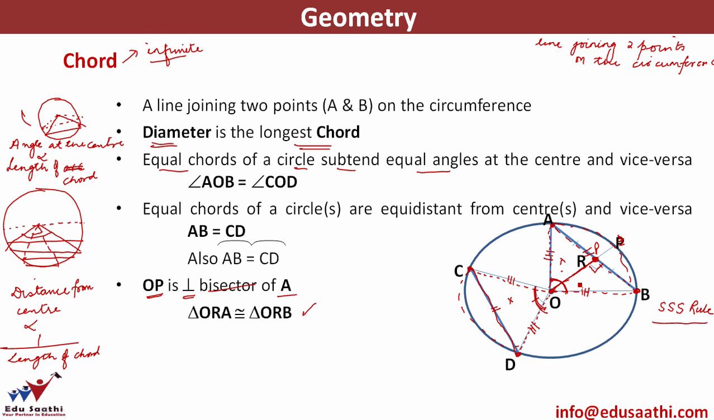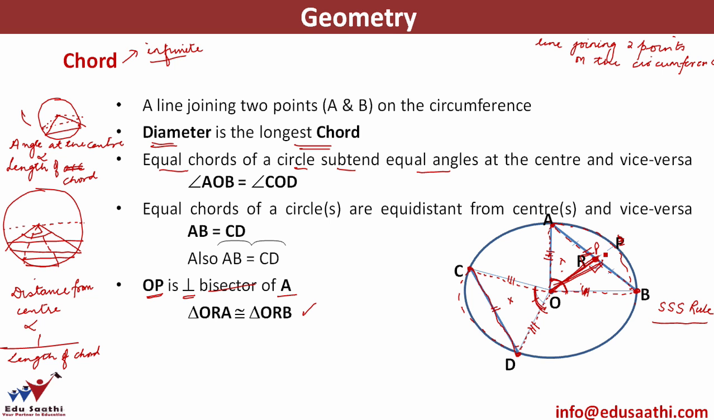I can prove that the two triangles are congruent because this side will be equal to this side, this angle will be a right angle, and this will be this thing. So I can say that AR and RB are equal. Similarly, if I assume AR and RB are equal, I can prove that OR is the perpendicular line to AB.